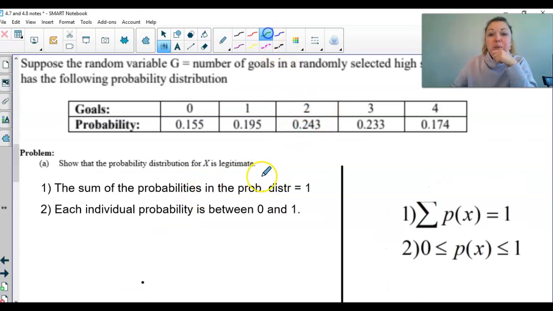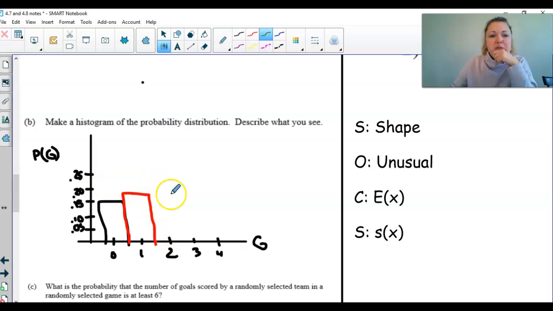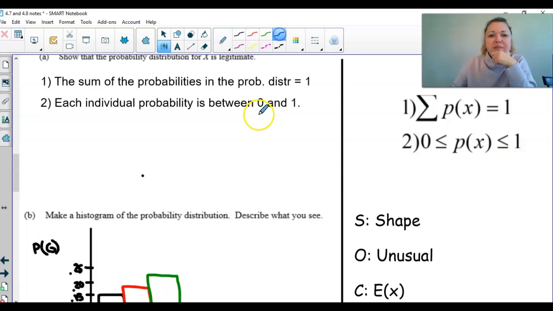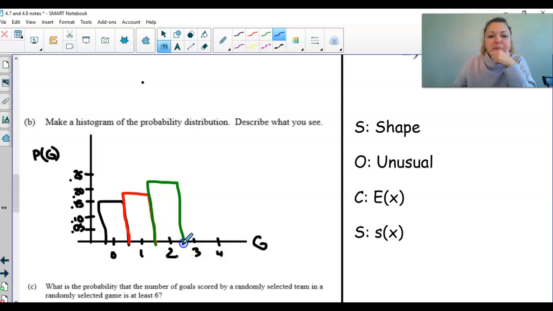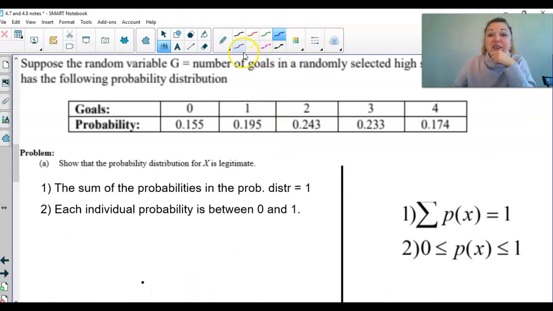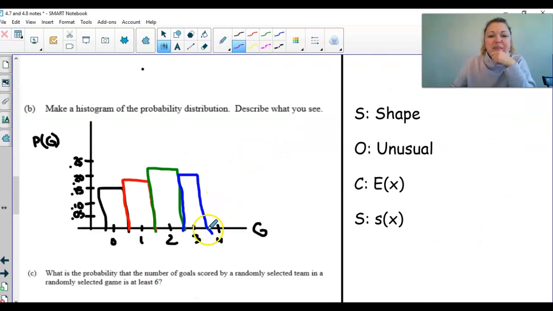2 goals is about a 24.3% chance of happening. So 24.3, again, we'll go from here to about here. Again, histogram, the bars do touch. So I'm going to go up, over, and down. For 3 goals, we're at a 23.3% chance, so just a little bit below. Up, over, down. Again, we're estimating here. And then finally, 4 goals is a 17.4% chance of happening. So again, approximately where that should go.